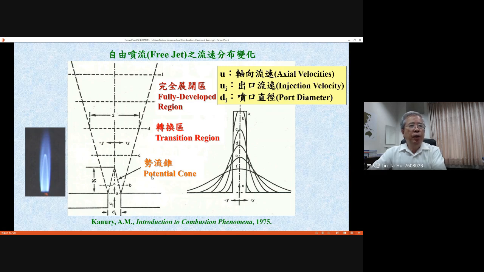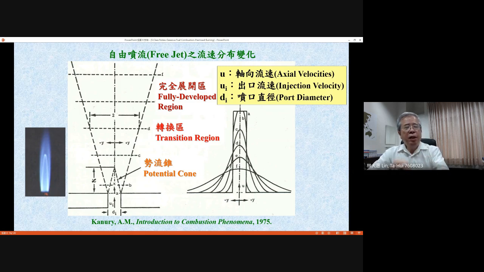And between the potential cone and the fully developed region, you will have an intermediate region. We call this the transition region, which means from the cross section starting from the edge of the potential cone until maybe up to cross section E, maybe move to cross section B. In this region, basically, is a transition region. Okay, and now this is a typical flow structure. I hope you can understand.